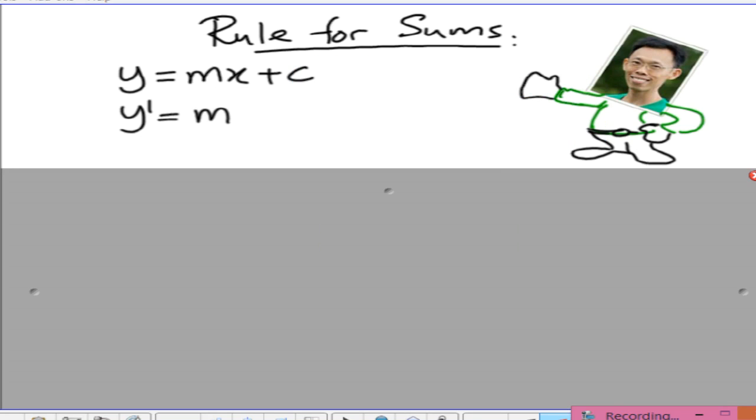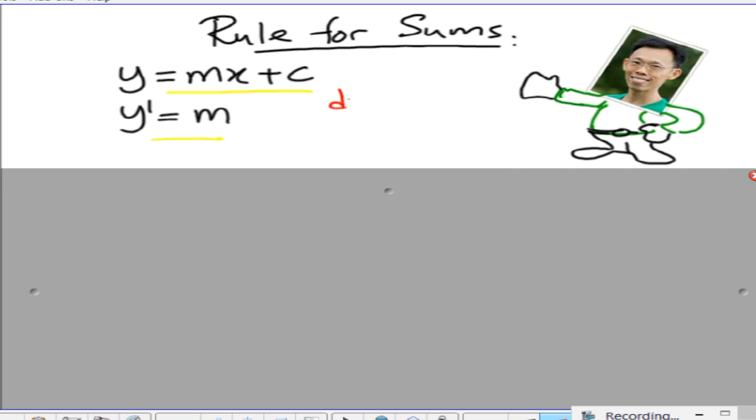Today we talk about the rule for sums for differentiation. From our previous video, we noticed that for y equal to mx plus c, we get the derivative with respect to x as m. That is, it seems like if we want to take the derivative of a sum, we can take the derivative term by term.